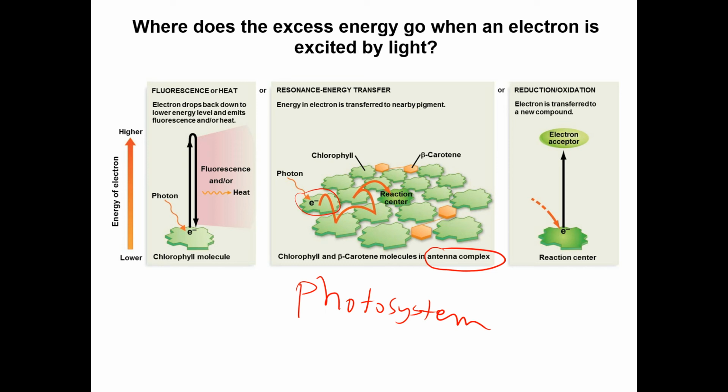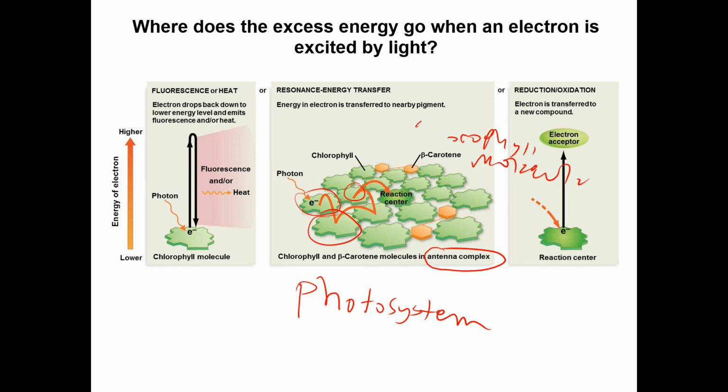Alright, so here, the electron becomes excited, is raised to a higher energy state, but in this case, instead of falling back down to ground state and releasing energy, the electron's actually transferred to another chlorophyll molecule, and then to another, to another, to another, and then finally is transferred to a reaction center. Alright, this particular reaction center is a special chlorophyll molecule. It's a very special chlorophyll molecule.